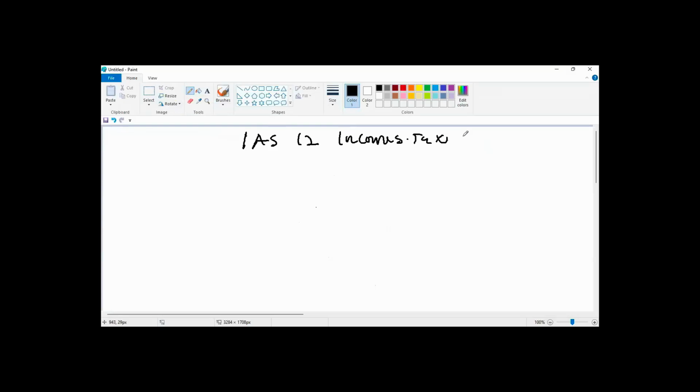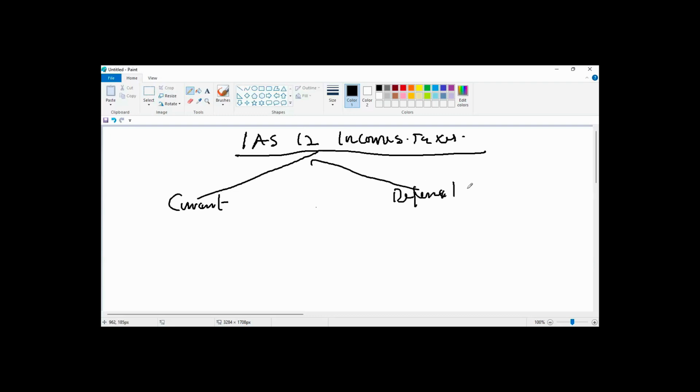Income taxes. This is the topic we want to deal with tonight. IAS 12 always talks about two things. The scope of IAS 12 is about current tax and the deferred tax. Current tax and the deferred tax.